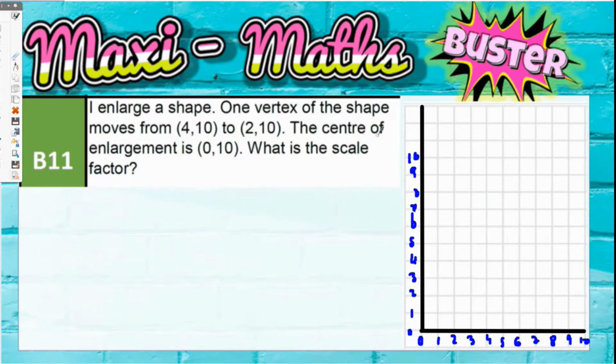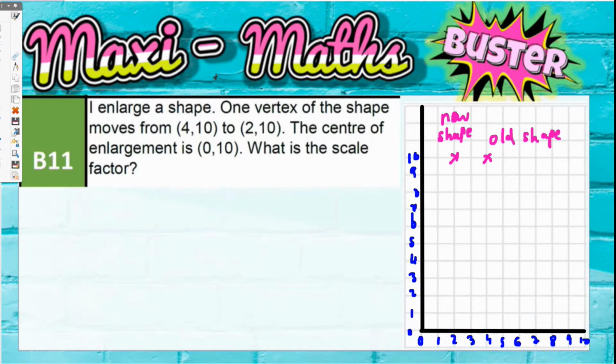So the first point of the shape is on 4,10. So that's 4 across, 10 up, but that is moving to 2,10 on the new shape. So 2 across, 10 up. These aren't points on the same shape. The first one is on the old shape, and the 2,10 is on the new shape. So these are just 1 point from the old shape and 1 point from the new shape. We haven't been told where the other points are, but it's moving.